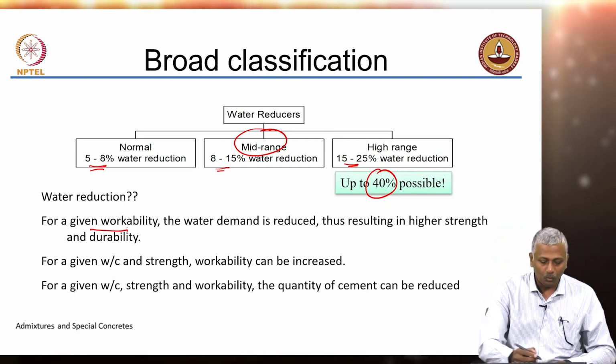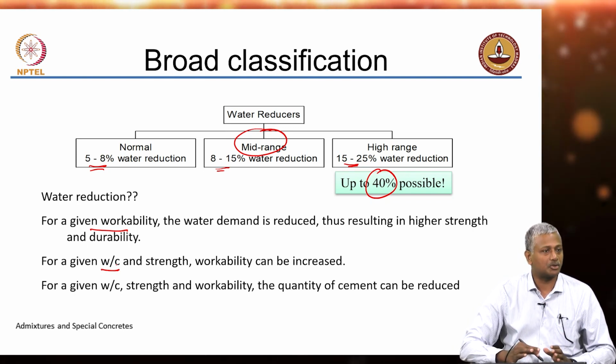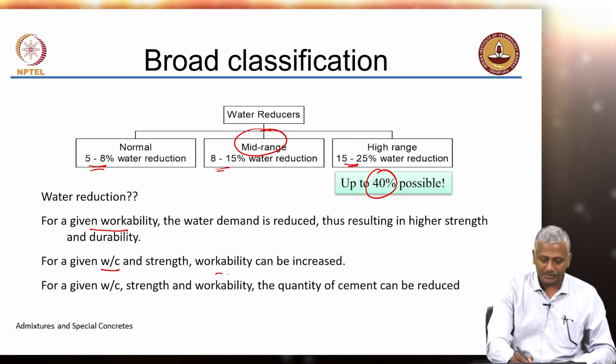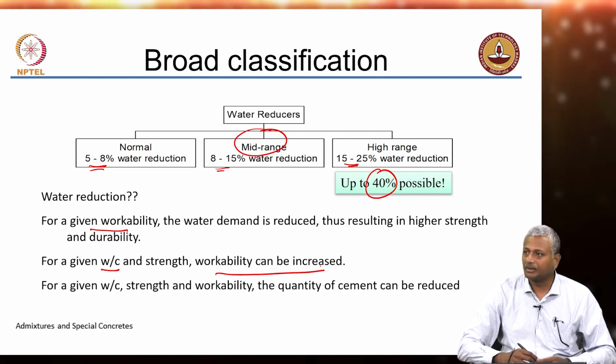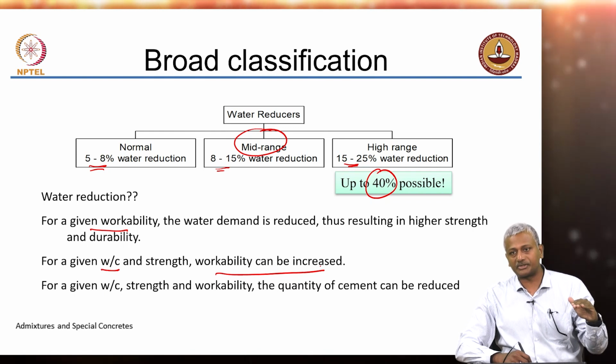Now, what if I do not want to change my water cement ratio? I keep my water cement ratio constant, I simply add this plasticizer, then it increases my workability, it makes my concrete more flowable. So, I am using these chemicals in concrete by keeping water cement ratio constant.